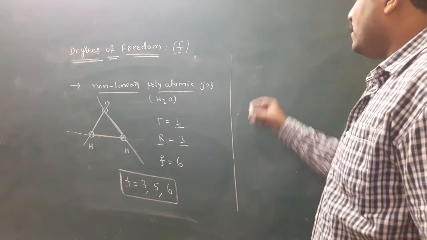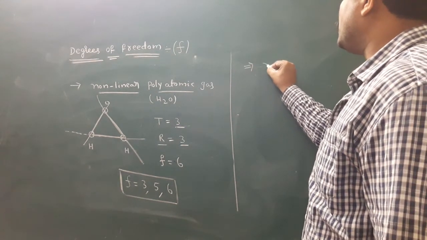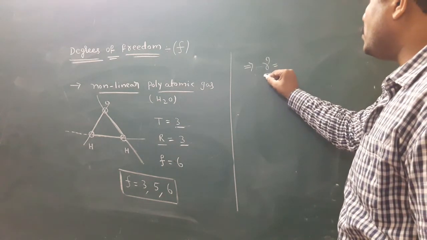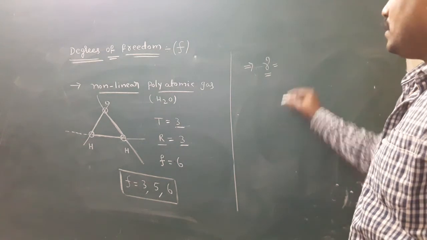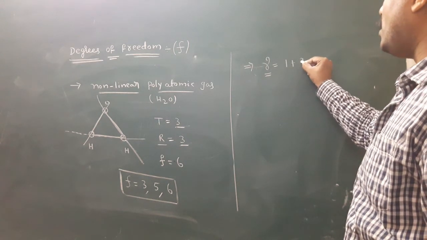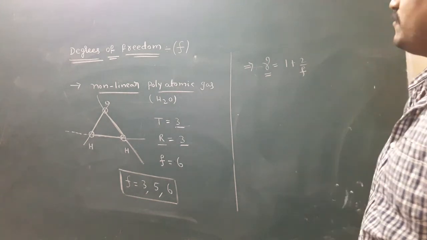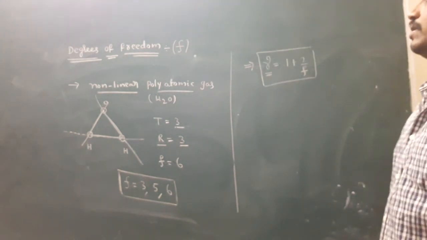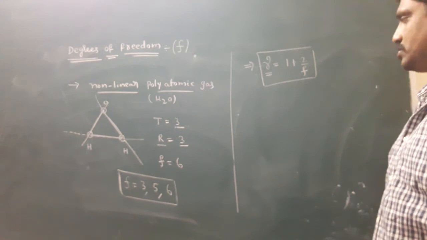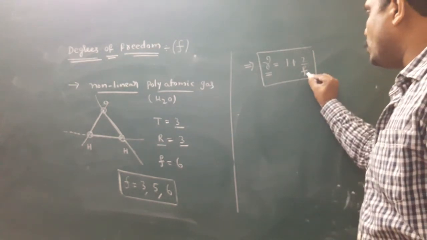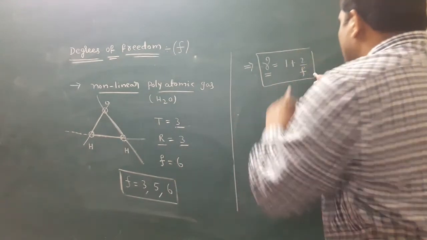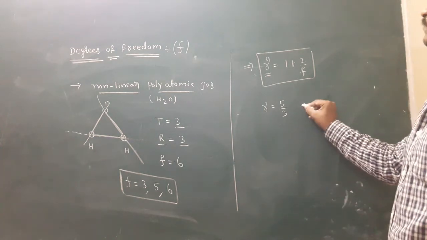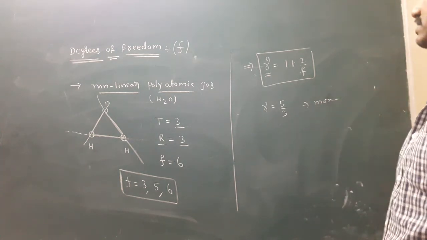Next, the relation between gamma and F. Here, gamma is the adiabatic constant. The relation between gamma and F is gamma equals 1 plus 2 by F. Here F is the degrees of freedom, and gamma is the adiabatic constant. For example, putting F value 3, gamma is finally 5 by 3. This is the value for monoatomic gas.